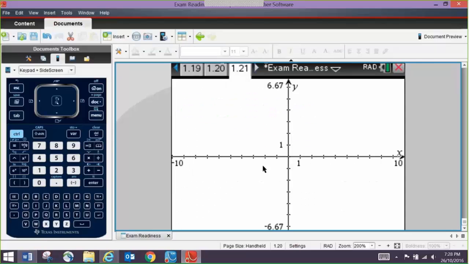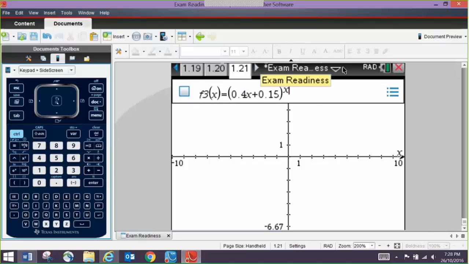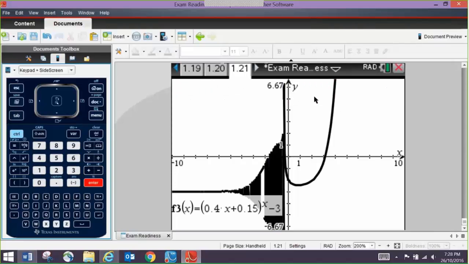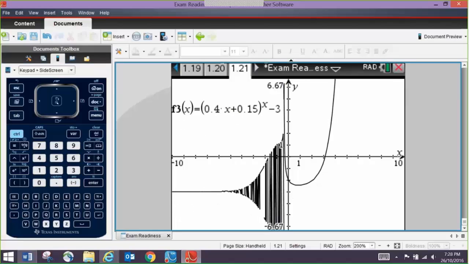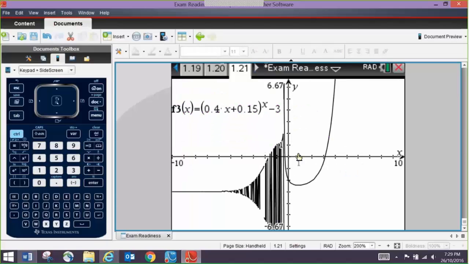So what we can do is draw a graph, because that's the most powerful thing that the calculator can do. And of course, when we put it in, 0.4, we need to make sure that we put it in for x and not t, because our function is for x. And then to the power of x, and then make sure you get out of that power, a minus 3. And so we get this really crazy looking graph, but if we go back and have a look, we're told only between 0 and 5, so we're actually only interested in this.